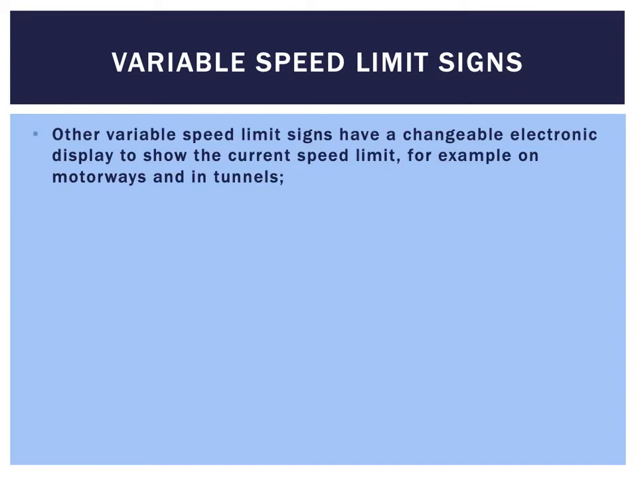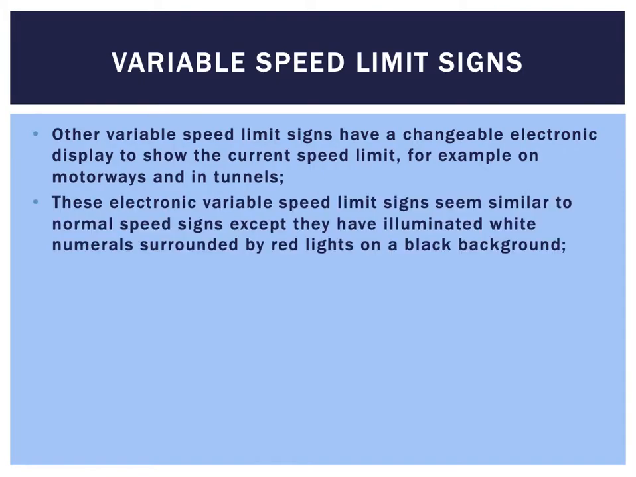Variable speed limit signs. Other variable speed limit signs have a changeable electronic display to show the current speed limit, for example on motorways and in tunnels. These electronic variable speed limit signs seem similar to normal speed signs, except they have illuminated white numerals surrounded by red lights on a black background.